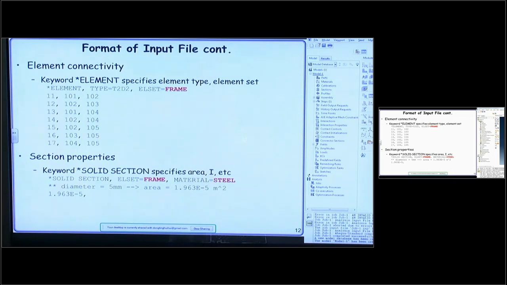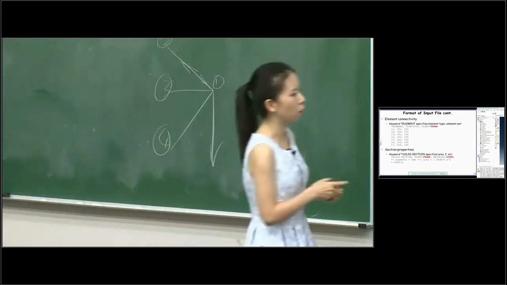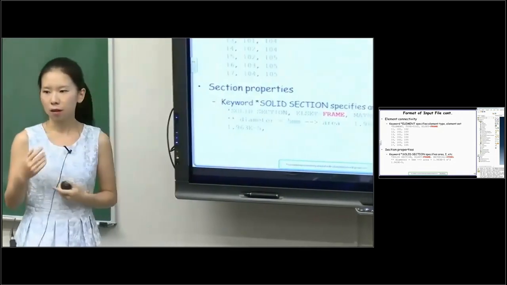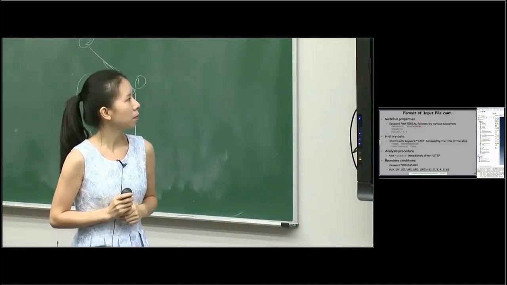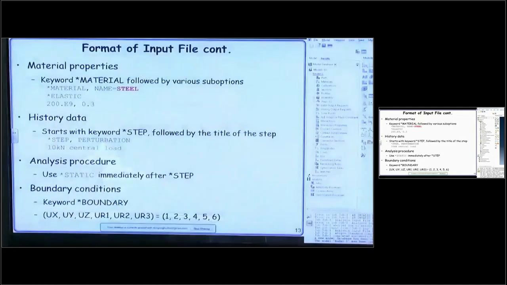So this is for truss. But if we say beam problem, you probably will have one more entry here, such as moment of inertia, something like that. Material property, elastic, Young's modulus, Poisson ratio, and linear perturbation. As I said last time, you need to change the step to linear perturbation, and a 10,000 Newton concentrated load.